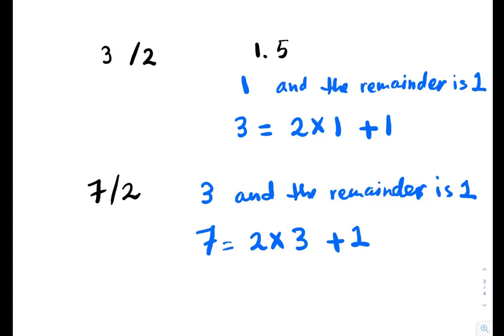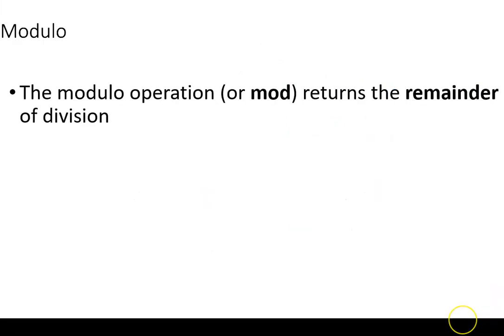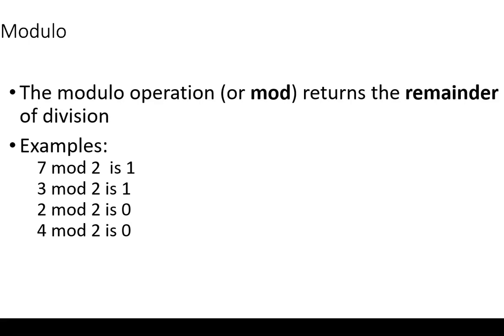Notice that both of them have a remainder of 1 when divided by 2. Actually, all odd numbers, when you divide them by 2, the remainder will be 1. And all even numbers, when you divide them by 2, the remainder will be 0. In math, this operation is called modulo or mod, and it returns the remainder of division. So for example, 7 mod 2 is 1, 3 mod 2 is 1, 2 mod 2 is 0, 4 mod 2 is 0, and so on.